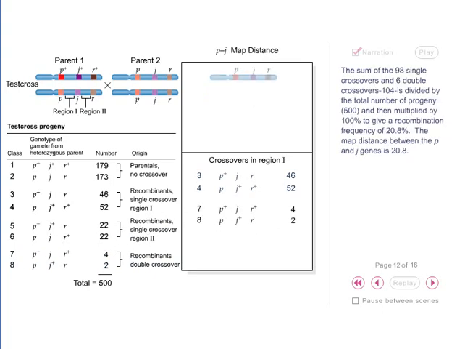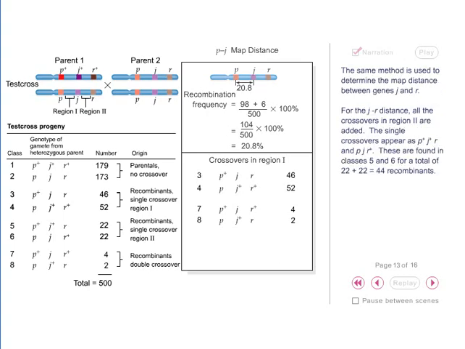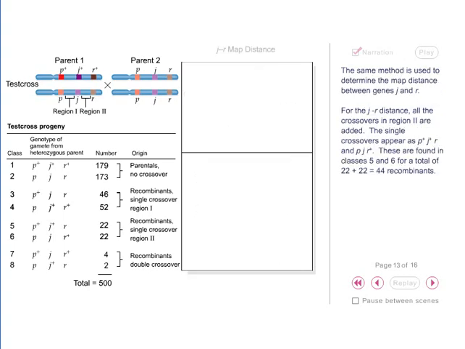The sum of the 98 single crossovers and 6 double crossovers, 104, is divided by the total number of progeny, 500, and then multiplied by 100% to give a recombination frequency of 20.8%. The map distance between the P and J genes is 20.8. The same method is used to determine the map distance between genes J and R.